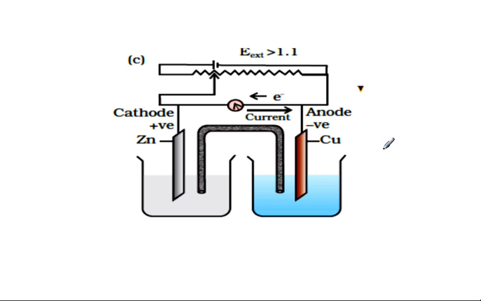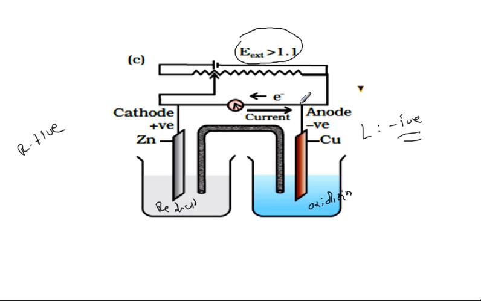In case the external voltage is more than 1.1 volts, the direction of current reverses. Previously the zinc electrode was the anode, now it is the cathode, so the negative electrode becomes positive. The right side is now positive, the left side now negative. Previously the copper electrode was called the cathode. When the external voltage is more than 1.1 volts, it becomes the anode. Anode means negatively charged. So at the anode on the right side oxidation occurs, and on the left side reduction occurs.